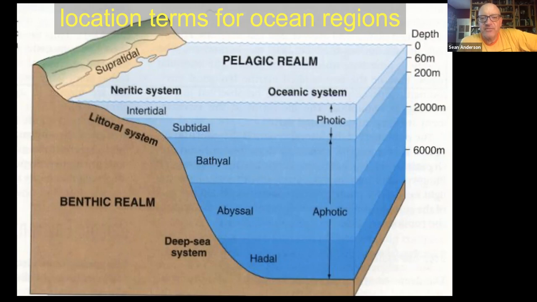As we start going farther down into the ocean, we get to different areas, and these aren't super important for us, but they are bathyal, abyssal, and hadal. Hadal derives from Hades, right? The deepest, darkest part of the ocean, the evil part of the ocean, supposedly. That's where those terms come from. Supratidal, I can't speak today. Intertidal and subtidal, and sometimes we call it immediate subtidal or shallow subtidal. Those are all part of the coastal system, or what we refer to as the littoral system.